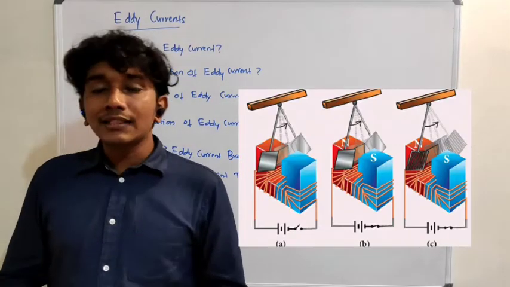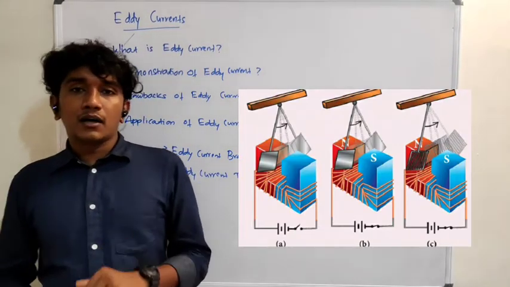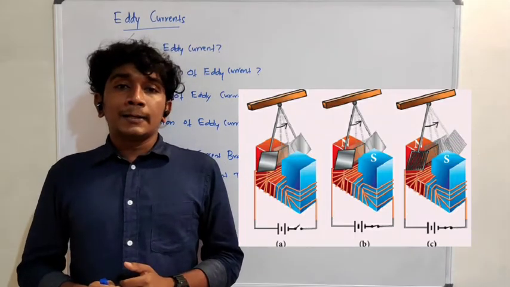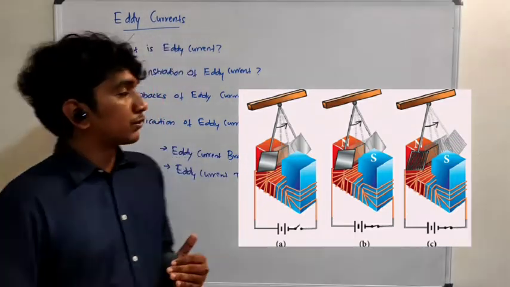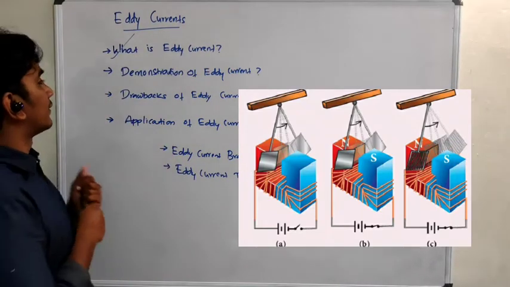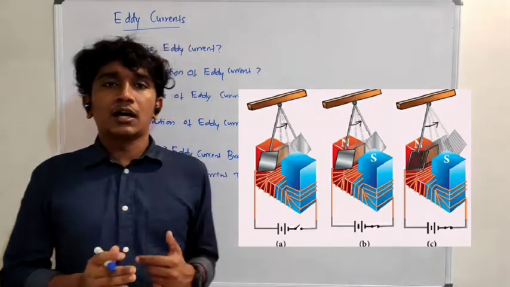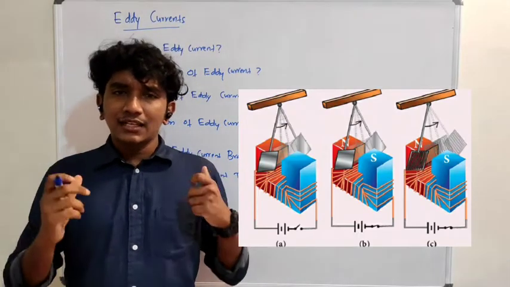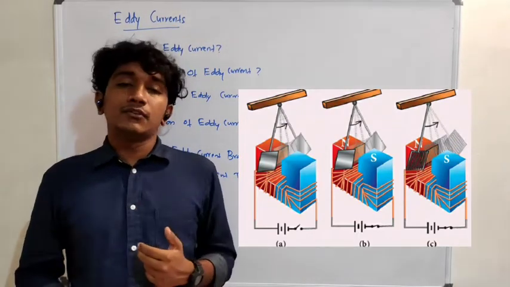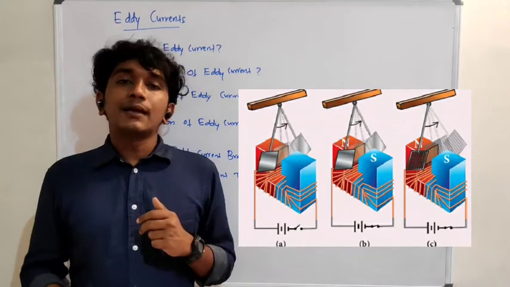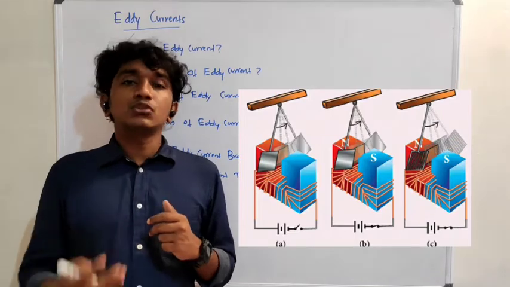I think you have a very good idea about this now, and then we will discuss more. First, the drawbacks of eddy current. We have discussed the demonstration of eddy current. If you haven't got it very well, think about it again, and then you will get it. So why the cuts on the plate? To reduce the eddy current.